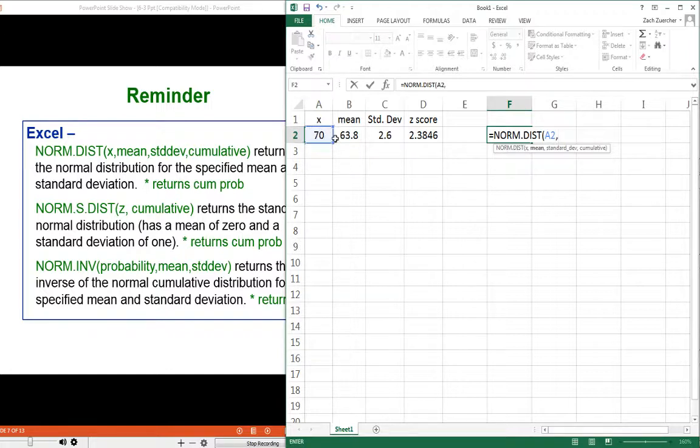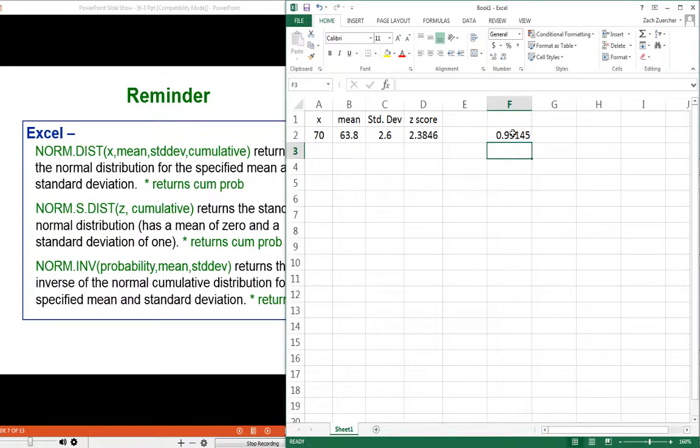X, mean, standard deviation, and we want to say true because we're looking at the cumulative distribution function. We're not looking at a probability mass function in this case, so true is what I meant to say. Okay. Boom.